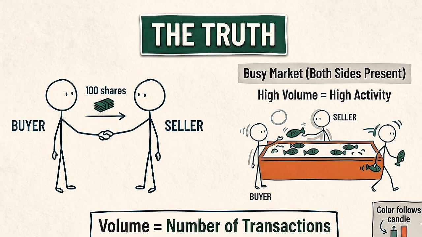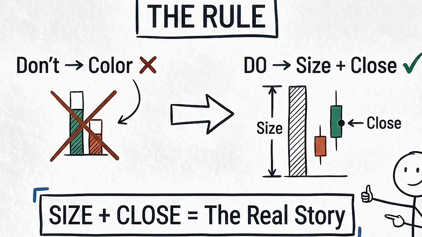Think of a busy fish market at 5 in the morning. The market is packed, high volume. But there are buyers and sellers everywhere. You can't say today is all buying just because the market is busy. Busy means activity. To know who is winning, you look at where the candle closes. So here's the rule. Don't look at the color of the volume bar. Look at the size of the volume bar combined with where the candle closes. Size plus close position. That's where the real story is.